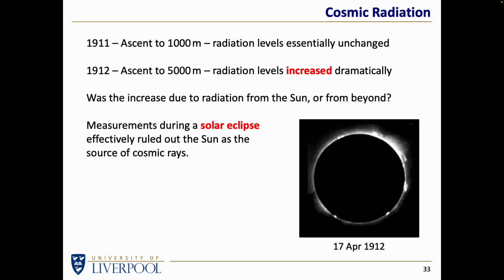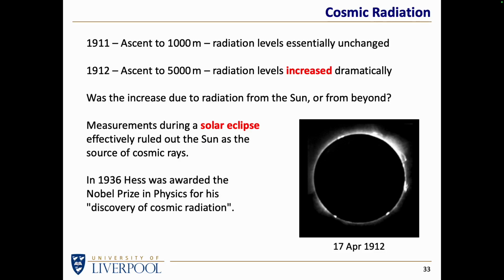So effectively, at that point, it was proved that this background radiation is cosmic. It's coming from above. It's not coming from the sun, or at least most of it isn't coming from the sun. Maybe the sun contributes a little bit, but not much. So this is when the idea of cosmic radiation was first born. And that's why Hess was awarded the Nobel Prize in 1936 for the discovery of cosmic radiation. So if you like, the birth of cosmic rays.